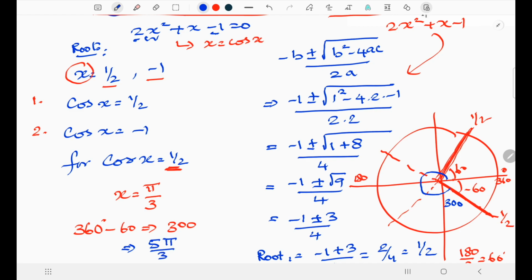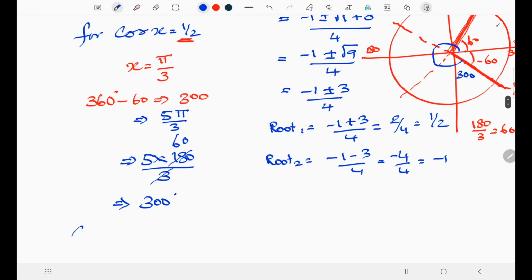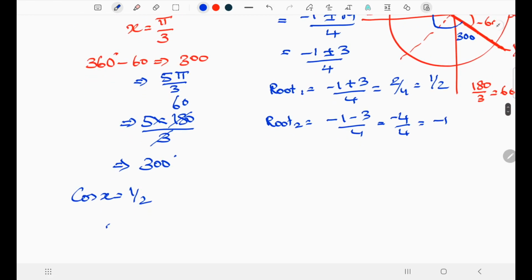How come 5 pi by 3? Simply we can say 5 times 1 pi is 180 degree, divided by 3, the 3 cancels, this is 60 degree, 5 times 60 is 300 degree. So in this case, cos x equal to 1 by 2, x will be pi by 3 or 5 pi by 3. This is for one root.